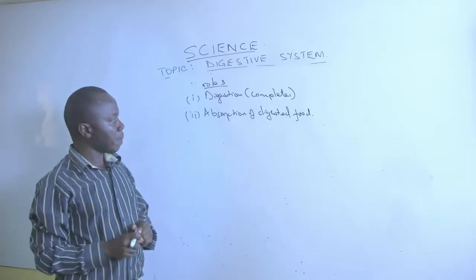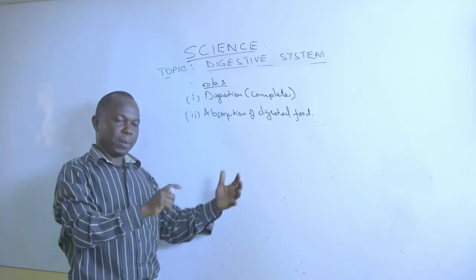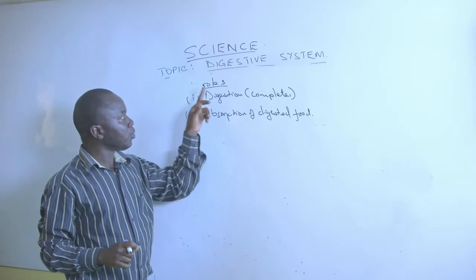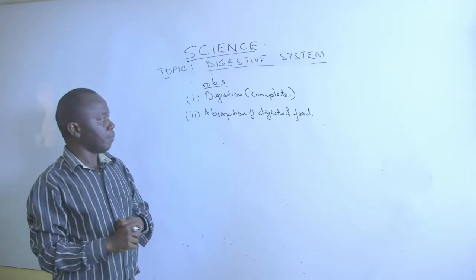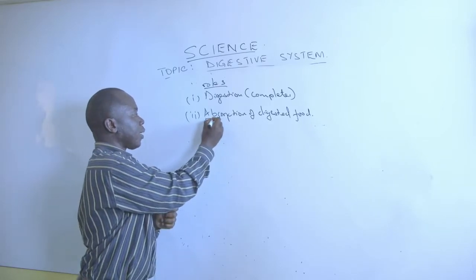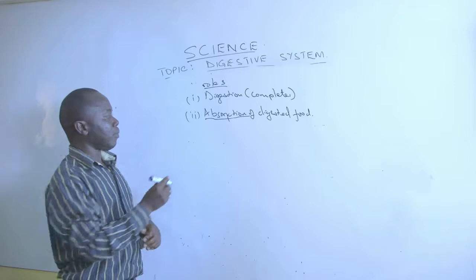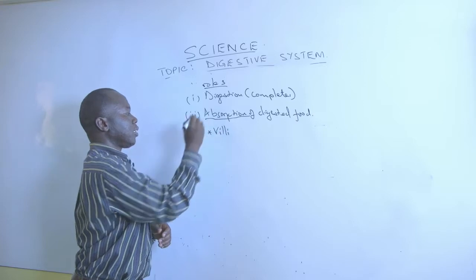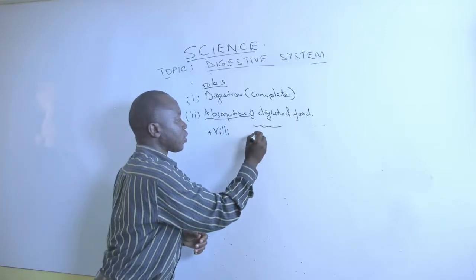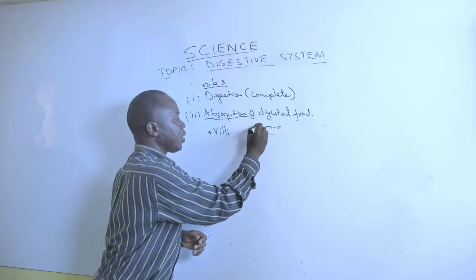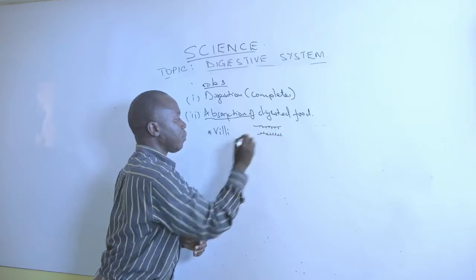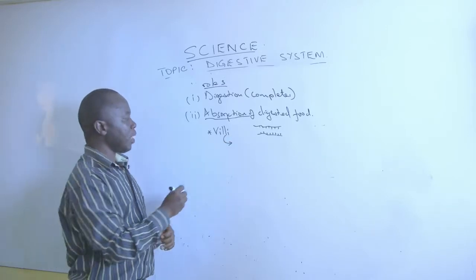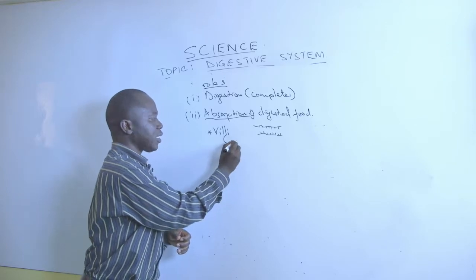Absorption of digested food. After the food has been converted from complex to simpler form that can be absorbed, absorption mainly takes place in the ileum. But how does absorption happen in the ileum? The ileum has some structures called the villi. If you look at the walls, we have finger-like projections on the walls of the ileum. Those are called the villi. There are very many, and because there are many, they provide a large surface area.